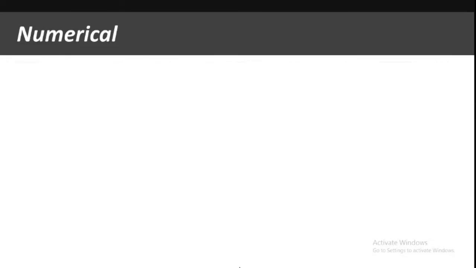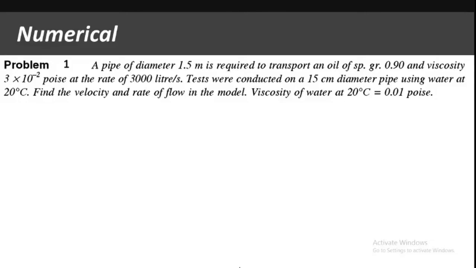Okay, so we will see one numerical on this Reynolds Model Law. A pipe of diameter 1.5 meter is required to transport an oil of specific gravity 0.9 and viscosity 3 into 10 power minus 2 poise at the rate of 3000 liters per second. The tests were conducted on a 15 centimeter diameter pipe using water at 20 degrees Celsius. Then find the velocity ratio, and find the velocity and rate of flow in model. The viscosity of water at 20 degrees Celsius is 0.01 poise.